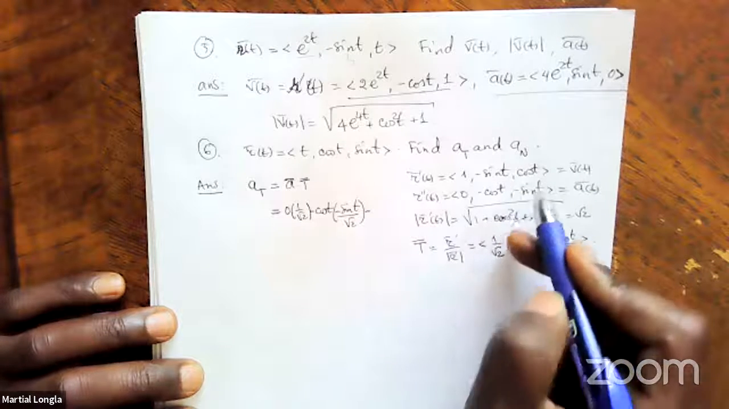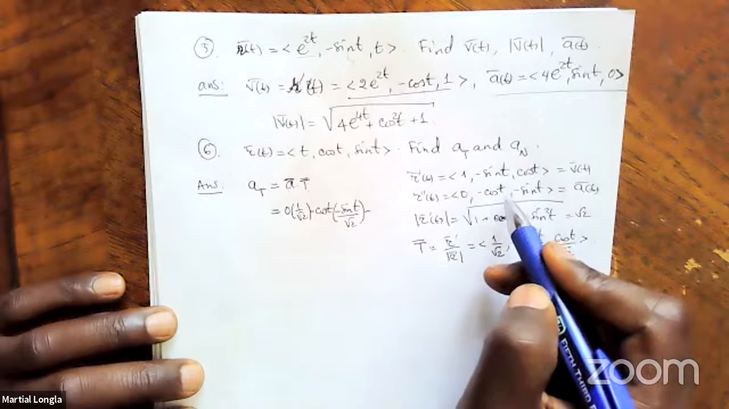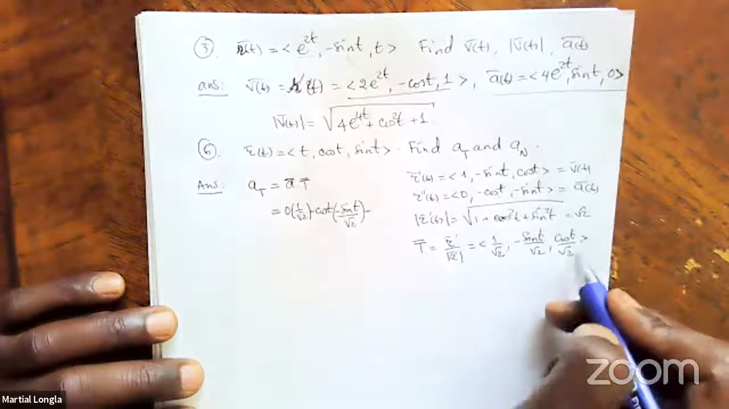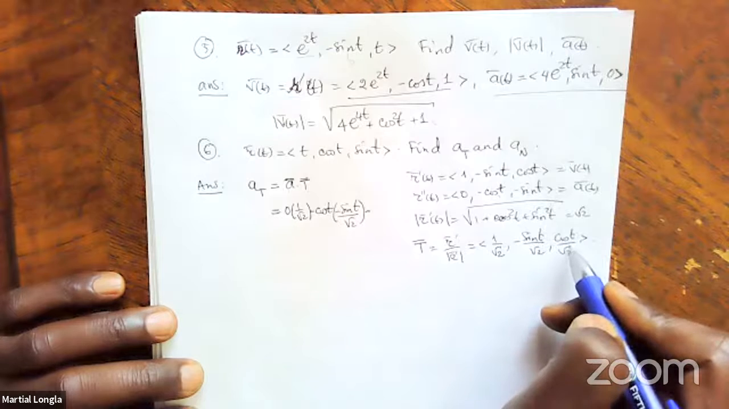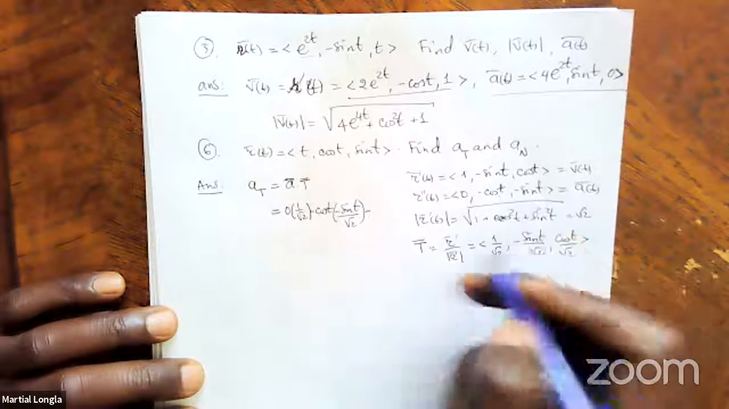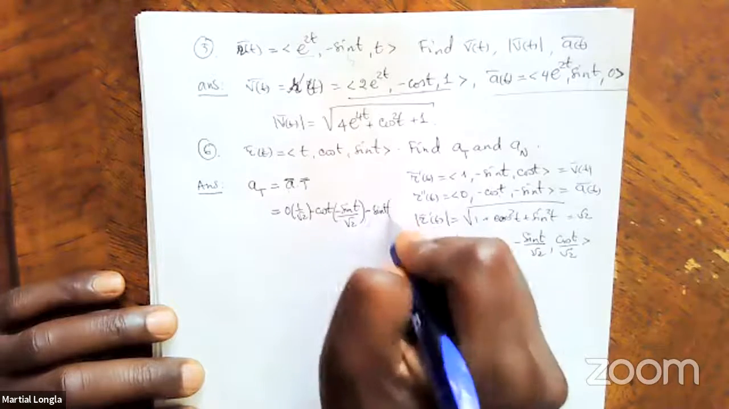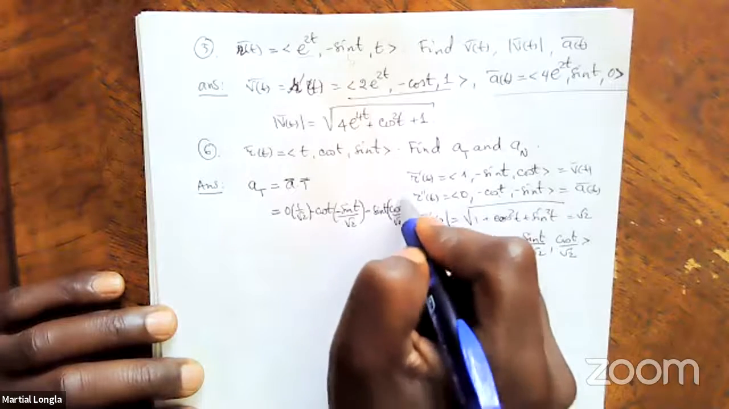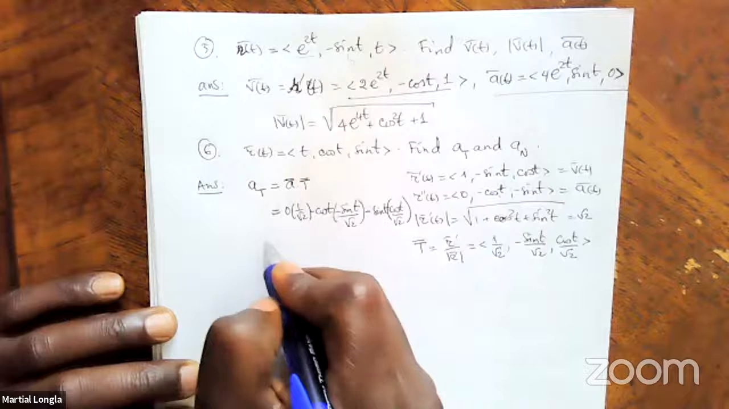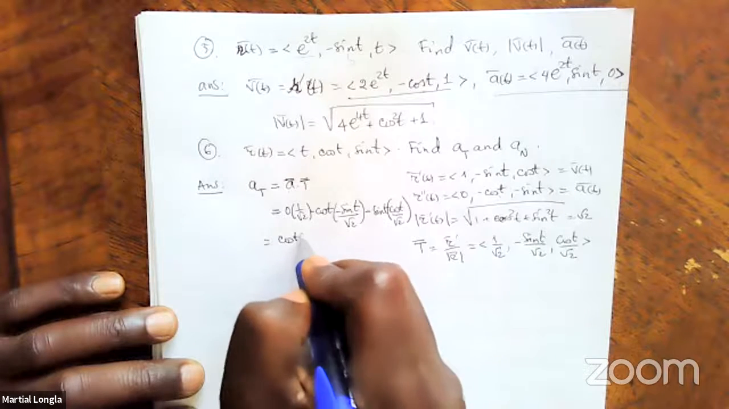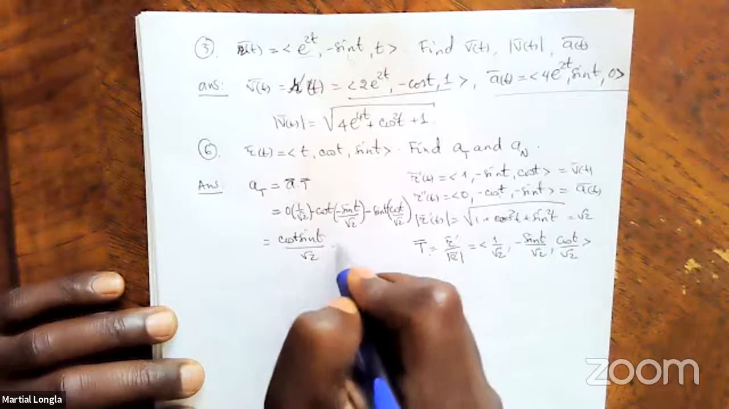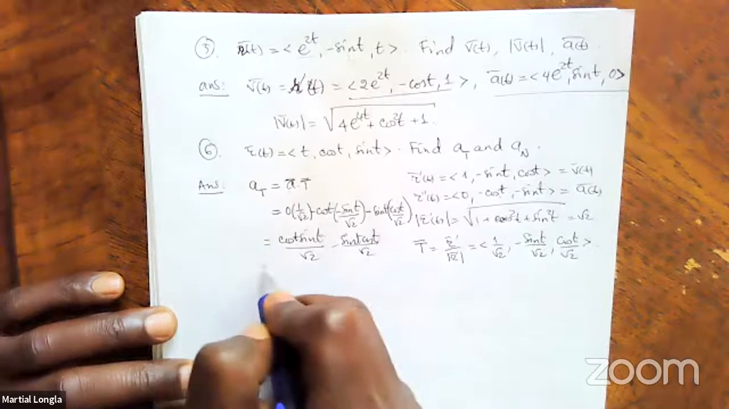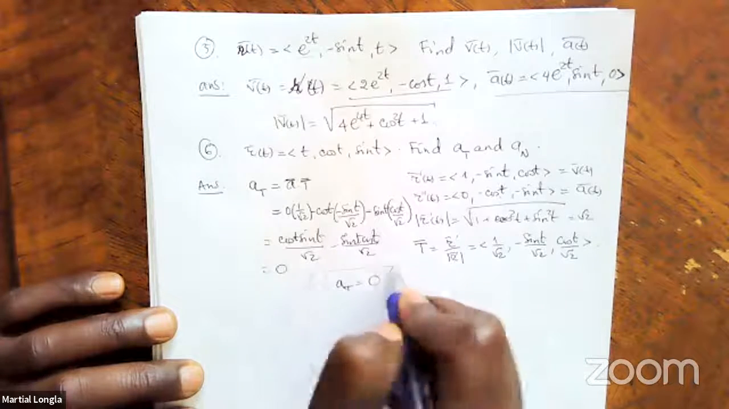Are we good here? So we're doing A dot T, so that is this times that. So minus and minus that you have here, and then this one, negative sine t times cosine t over root 2. And then you see that here we get cosine t sine t over root 2 minus sine t cosine t over root 2, and this is 0. So AT is 0.